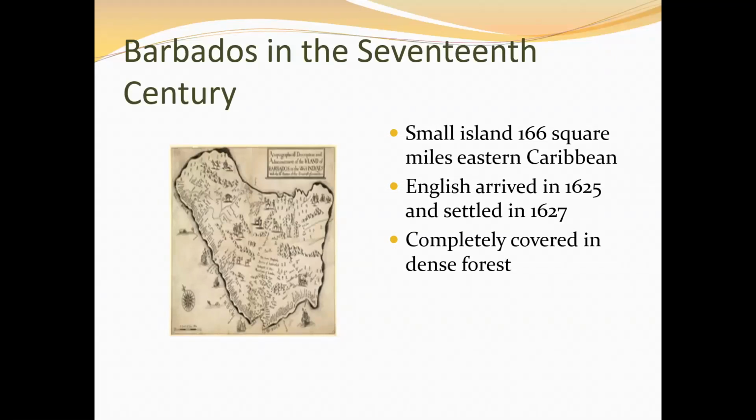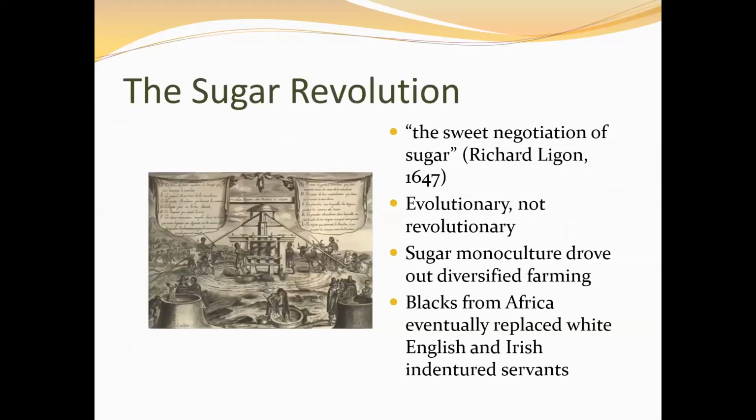English slavery in the New World was different. And in part, that's because of the particular situation of the small island of Barbados, which had no Native Americans. So it was easy for the Europeans who arrived there in the 1620s to chop down all the forests and to establish plantations. And it was a place where something new was developed, what we call the sugar revolution, or what Richard Ligon called the sweet negotiation of sugar.